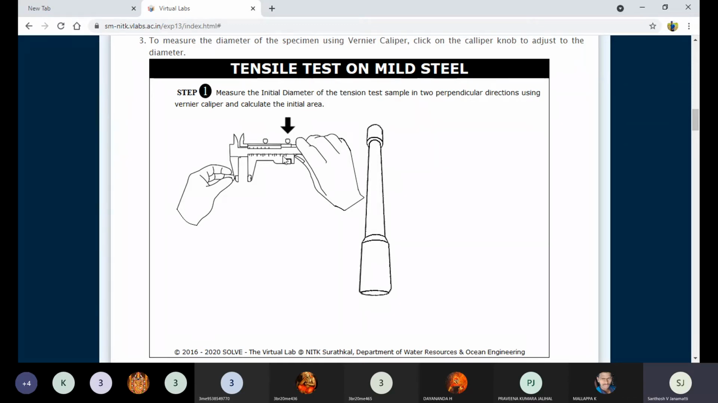You just need to take the vernier caliper and check the total length, that is, the dimensions: diameter and total length. From this end to this end we call it the gauge length, right? This is the overall diameter of the sample. Before inserting into the machine, you need to determine the overall diameter and the gauge length of the sample, right?